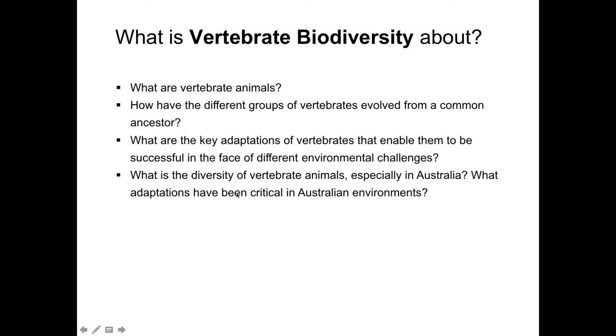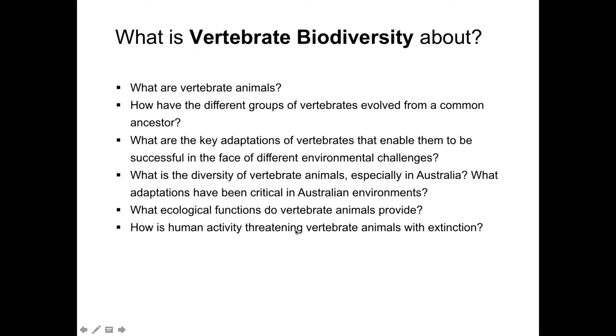We'll also look at the diversity of vertebrate animals, especially from an Australian perspective, and at what adaptations have been critical in Australian environments in particular. Vertebrate animals also provide ecological functions to ecosystems. We'll look at what some of those functions are and why they're important. And we'll also, of course, examine how human activity is threatening vertebrate animals with extinction.